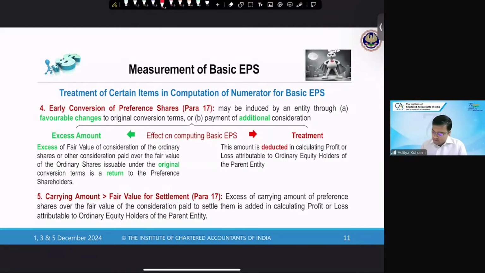See, early conversion may be induced by an entity. Induced means an entity itself may say that, look, I want to convert your preference shares before the due date. Why are you wanting to do this? Because of favorable changes to original conversion terms. Maybe you are getting a higher value if you convert today, or maybe through a payment of an additional consideration. So my point is, when you are doing an early conversion, will you do it at the same value or will you increase the value?